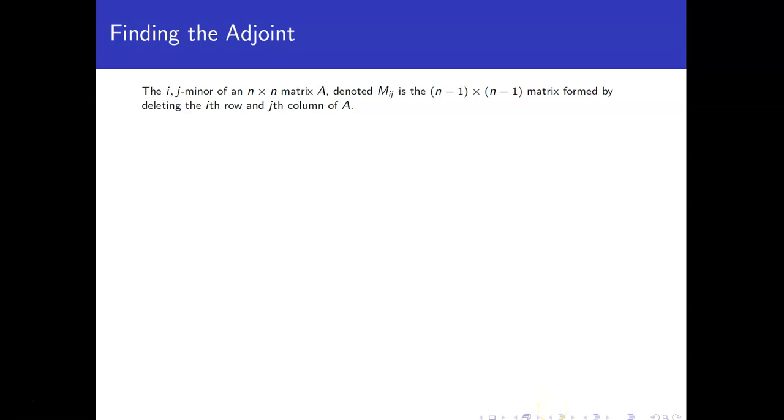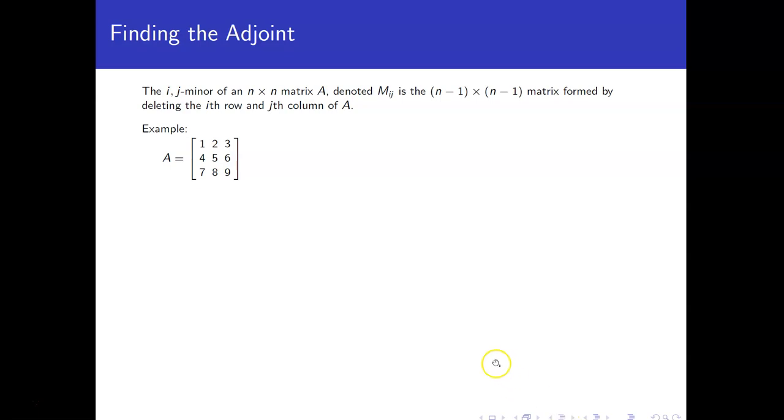So in this video, we're going to talk about how we use the cofactors to find a new matrix that we refer to as the adjoint, and how we use the adjoint to find the determinant of a matrix. Before we get to defining what the adjoint is, we need to talk about what a minor of a matrix is. The ij minor of an n by n matrix, which we're going to denote m sub ij, is the n minus 1 by n minus 1 matrix formed by deleting the ith row and the jth column.